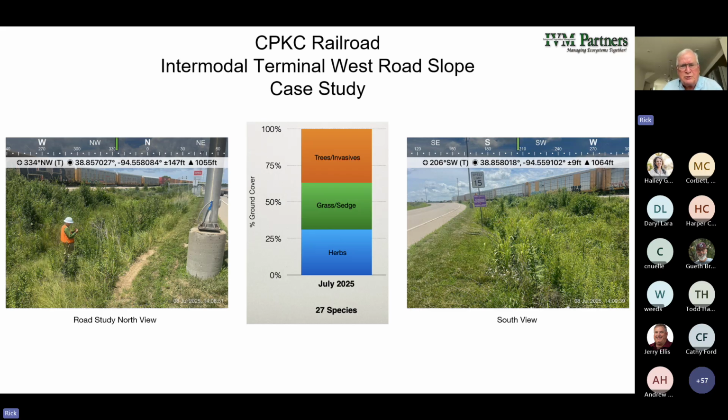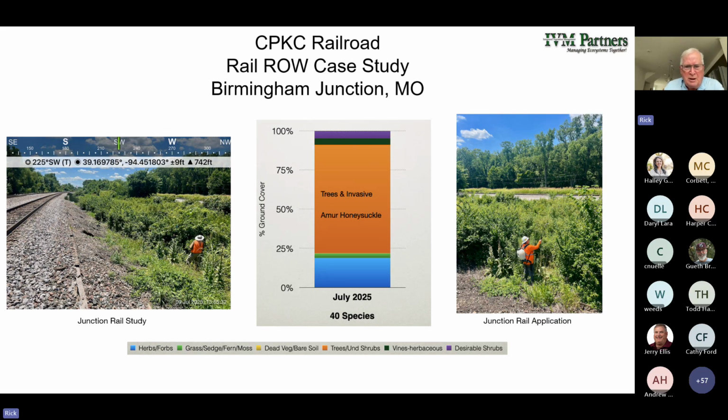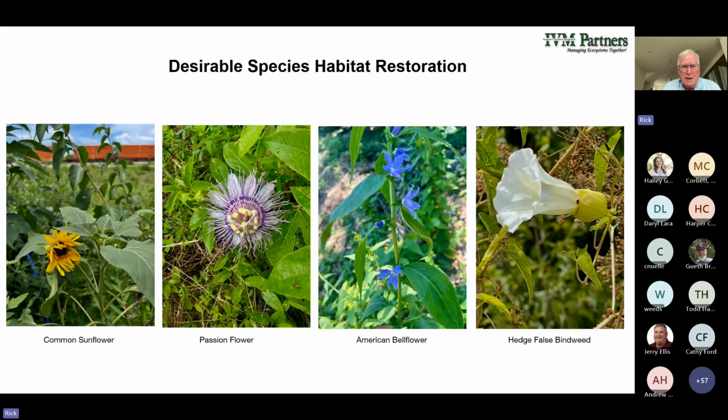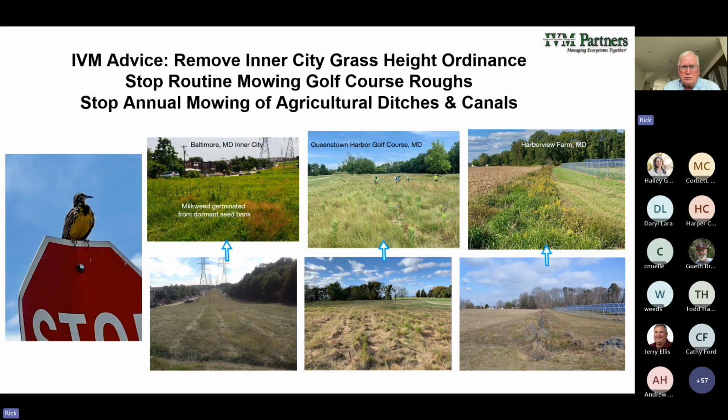So we're documenting what's there now, and they have a big problem in the Kansas City area with amber honeysuckle. Some of these sites, it's 40% honeysuckle. A lot of these invasives give off their own herbicides, the allelopathic chemicals. So if we can get rid of them, we should be able to bring back our natives. And these are some of the things that are there that we want to try to release and be able to manage for.